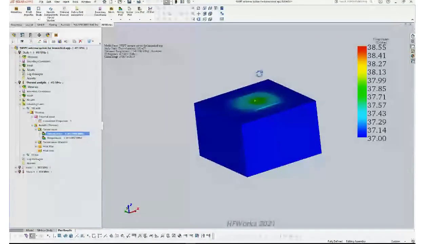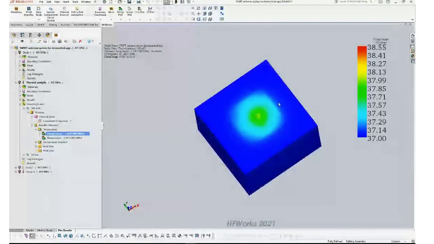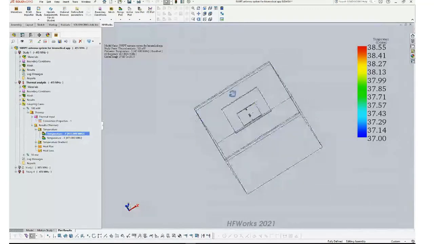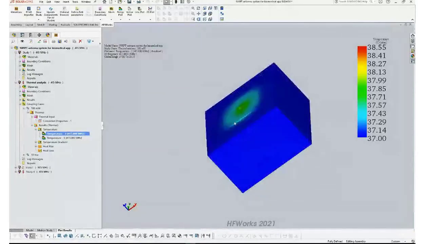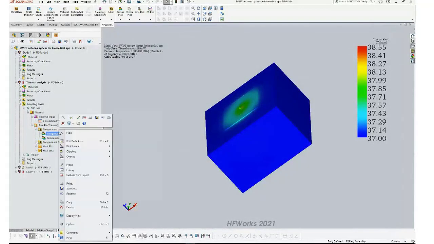So now I can see that I have a temperature range between 37, which we use as the background temperature for the body, and a localized heating at the interface. It can go up to 38.55, and that's concentrated very close to this exciting antenna. Obviously, we can do the same types of things, like plot clipping and sectioning, or overlays, and we can do a lot of post-processing of these results. So that is the kind of thing you can do with this.